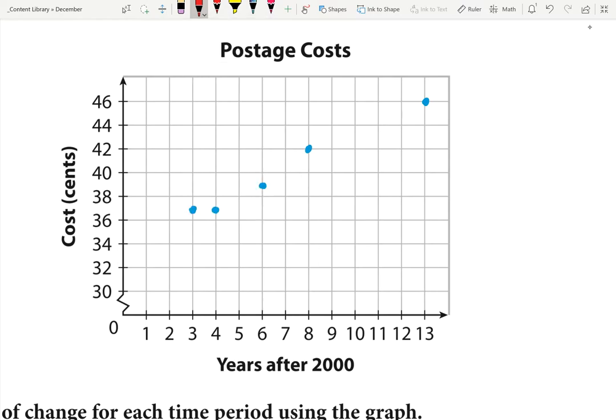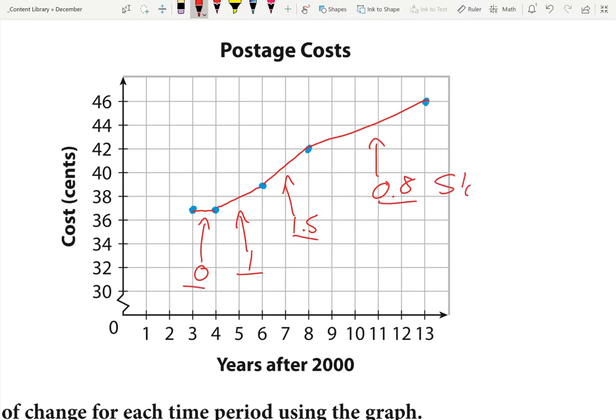Okay, so there's that one. Try again. There's this one. There's this one. And there's this one. Okay. Now, rate of change is the same thing as slope, as I mentioned. So there's a connection between the rate of change and the steepness of our line. Remember, the rate of change for these 2 years was 0. The rate of change for these 2 years was 1. Between these 2 years was 1.5. And between these 2 years was 0.8. Right? These are all the slopes of those lines.